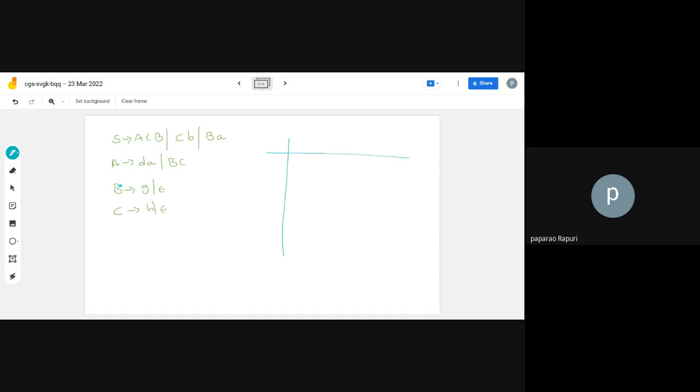S, A, B, C. We are writing first for this one. Here also it is in the same format. Which format? S is deriving A, C, B. But here A is not producing epsilon.